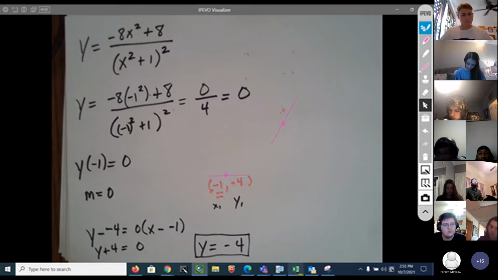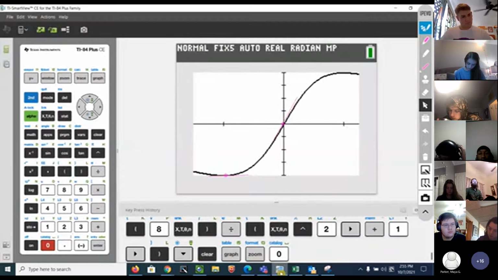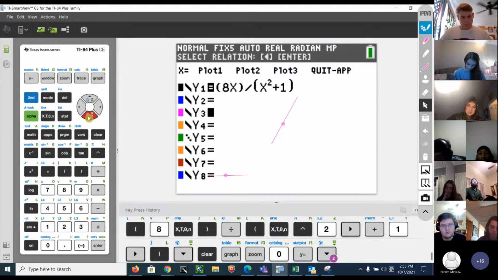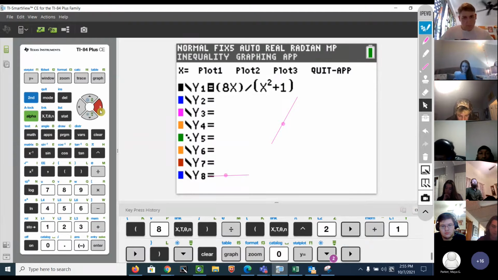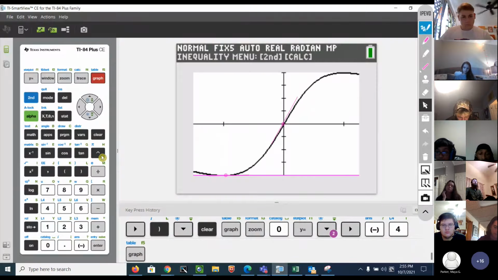Now, hold on a second. Where is y equal to negative 4? Well, let's go to this magenta and type in negative 4. It's a miracle. So, while we were doing that problem yesterday, we did it correctly. We just didn't finish it.